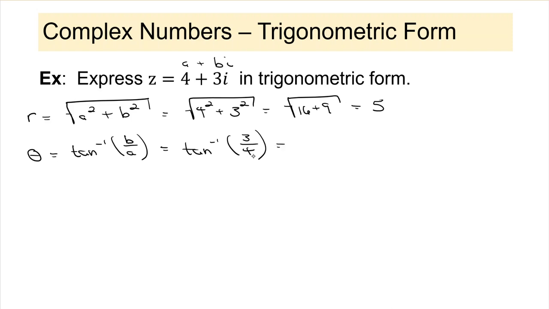And now it becomes a calculator problem. If I punch that into my calculator, I'm going to get a decimal approximation. I'll round it to 1 decimal point of 36.9 degrees. And I'm going to choose to work in degrees. So 36.9 degrees. So let's think about this theta for a minute, though.